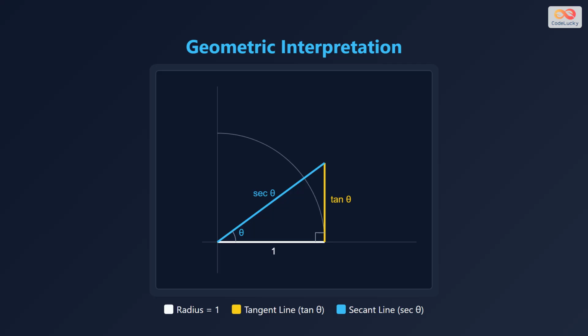Applying the Pythagorean theorem to this triangle, base squared plus height squared equals hypotenuse squared, visually confirms our formula. 1 squared plus tangent squared equals secant squared.